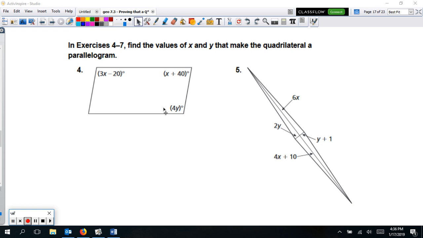Okay, so number 4 on the extra practice is find the values of x and y that make the quadrilateral a parallelogram. Remember, the word quadrilateral just means a four-sided figure. And so in this case we have some expressions here. They're angles though, so opposite angles are congruent. So that would help us know something.